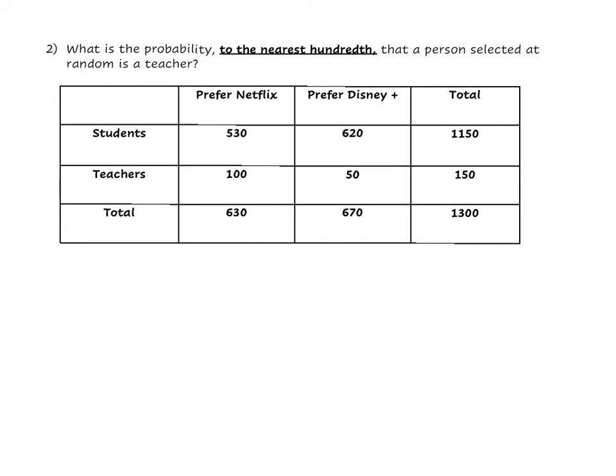Okay, well, let's find out our total number of teachers. Here is our total number of teachers, and here is our grand total. So to answer this, all we need to do is put the total number of teachers, 150, over the total number of people surveyed, 1,300. Now, I asked this question to be rounded to the nearest hundredth.